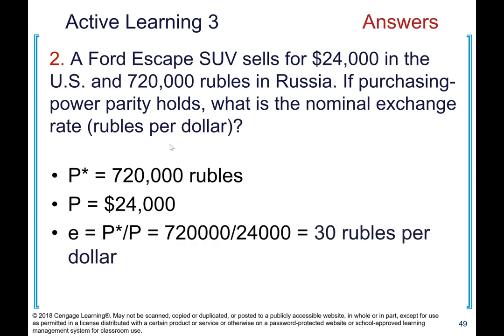For the Escape, what is the nominal exchange rate in rubles per dollar? Well, the price of the Escape in rubles is 720,000 rubles. The price in the US is $24,000. The formula is that the nominal exchange rate is P star divided by P, which is equal to 720,000 divided by 24,000, and that is equal to 30 rubles per dollar.